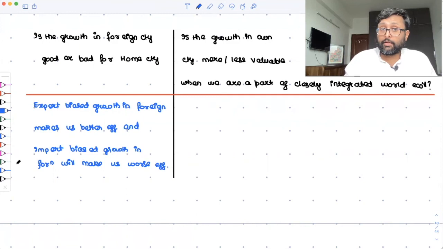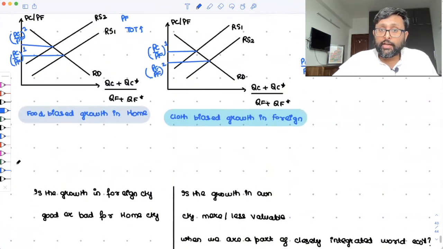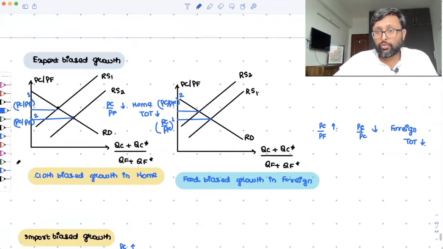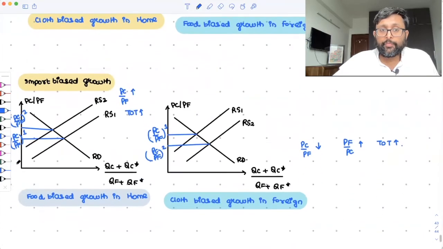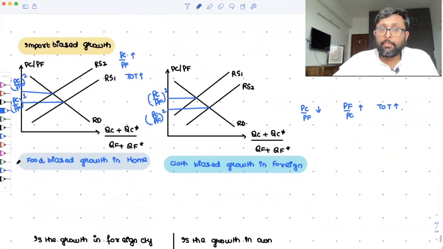You have done this. When in the foreign country there is an export bias growth, PC by PF is going to increase, which is good for us. When there is an import bias growth, a cloth bias growth in the foreign country, PC by PF is going to fall, right? So if they are able to produce what we are exporting, it is bad for us. If they are producing more of what we need, it is good for us.